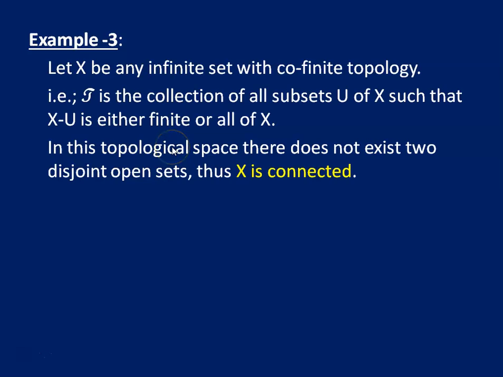We have seen in our earlier lectures that if X is any infinite set with cofinite topology, then there don't exist two disjoint open sets. So in this topological space, we cannot find two disjoint open sets. So the space is connected. We cannot have a separation in the cofinite topology.